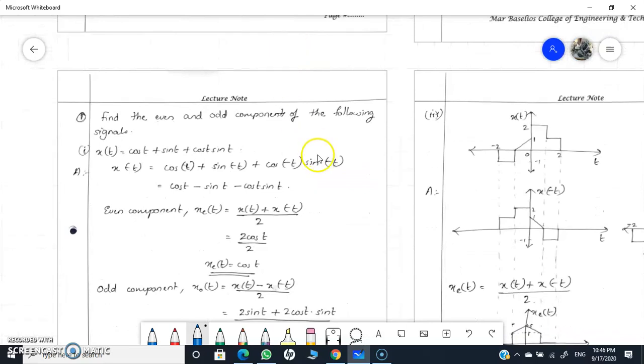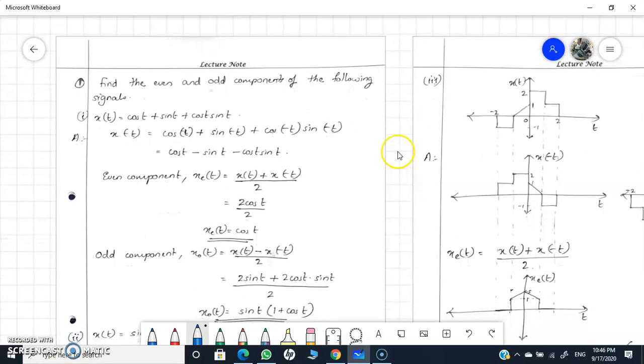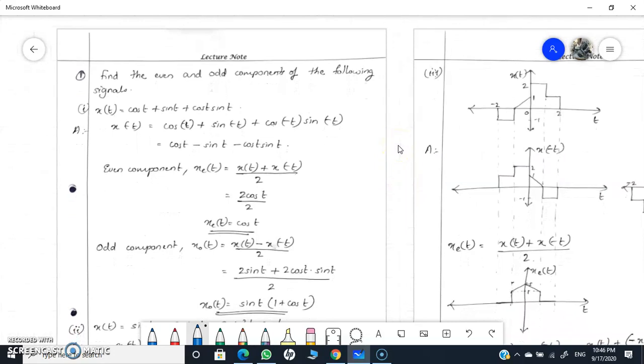So here you have a question. Find the even and odd components of the following signal. You are given x of t is equal to cos t plus sin t plus cos t into sin t. So how can I find the even and odd components? The even component can be found by the formula xe of t is equal to x of t plus x of minus t by 2, and xo of t is equal to x of t minus x of minus t by 2. So for that you need to find x of minus t.